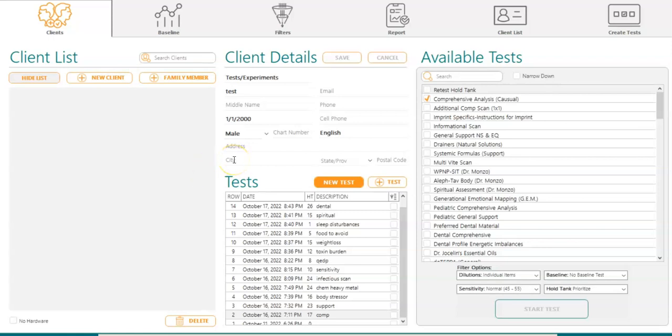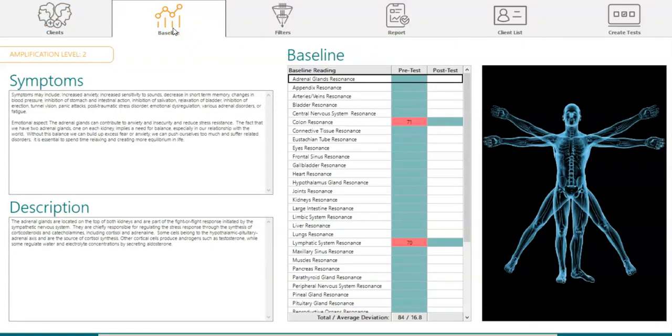So this is a test client, and the scans have already been done, but we can go back and look and see what we learned and see where we go from here. So first, what we're always going to do is the comprehensive analysis and a baseline. So let's go to the baseline.